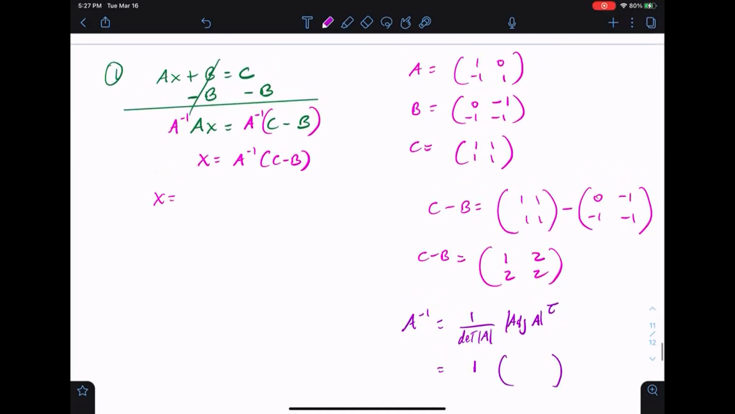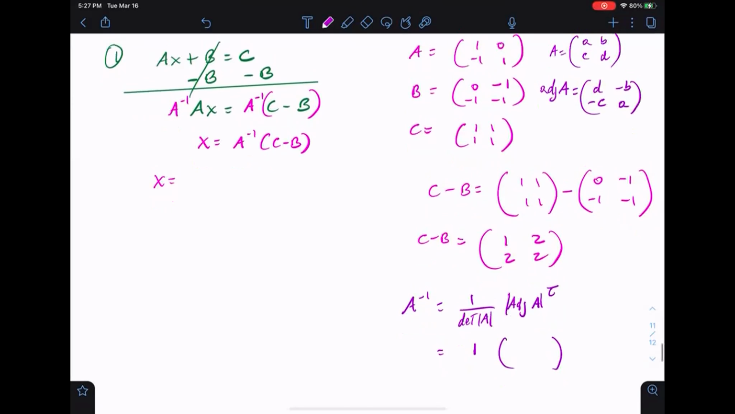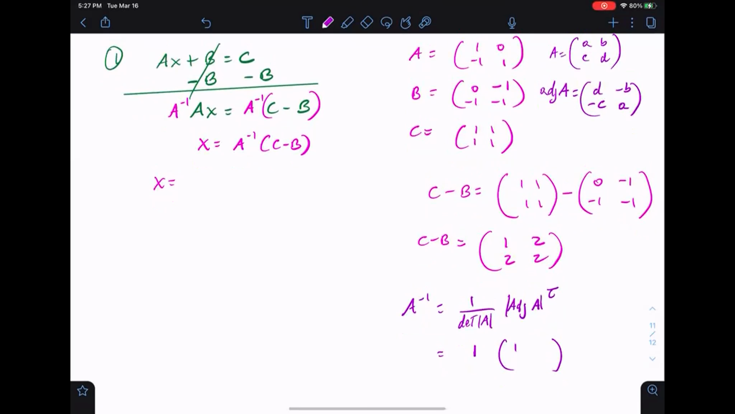It's basically changing the position. Remember, A equals A, B, C, D. And the adjoint of A, just in a 2 by 2, because if it was a 3 by 3, we would have to do something else, right? So this is D, A, negative B, negative C. Here I have 1, 1, and then this is 0, and this is 1, right? So that will change the order.